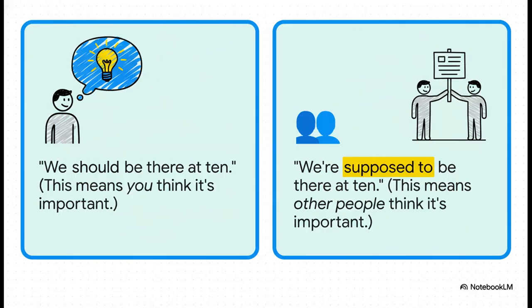And this is where it gets really cool, I think. The difference between a real modal and a semimodal can be so subtle, but so powerful. Think about this. If I say, we should be there at 10, that's my opinion, my advice. But if I say, we're supposed to be there at 10, see the difference? Now it sounds like there's an external rule, an expectation from someone else. It completely changes who the authority is in the sentence. It's a tiny change with a huge impact on meaning.